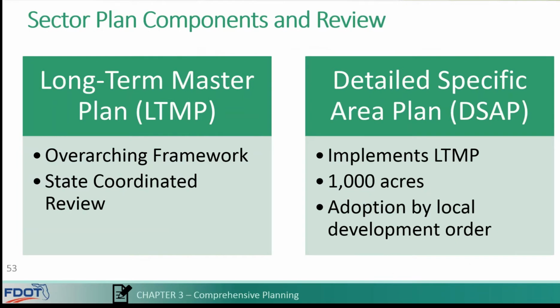And speaking of a long-term master plan, sector plans consist of two components, a long-term master plan, or LTMP, and a detailed specific area plan, or a DSAP. Development of these components may include formal scoping meetings or informal workshops. The long-term master plan, or LTMP, provides the overarching framework and guidance for the sector plan, and is adopted as a comprehensive plan amendment through the state coordinated review process.